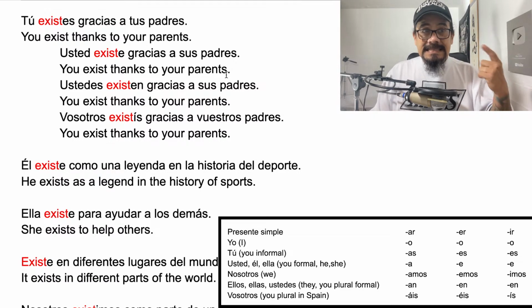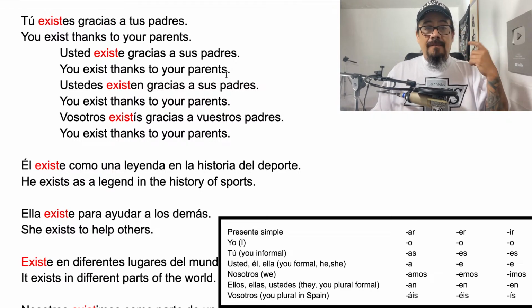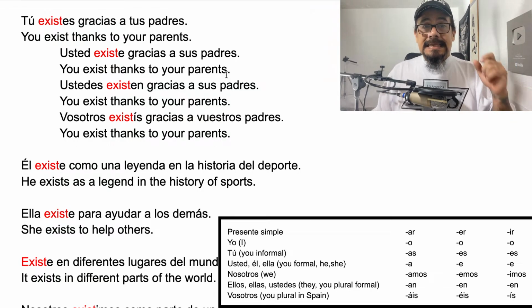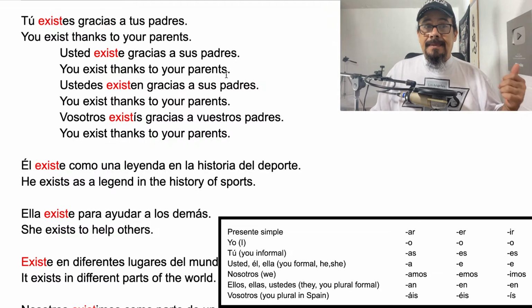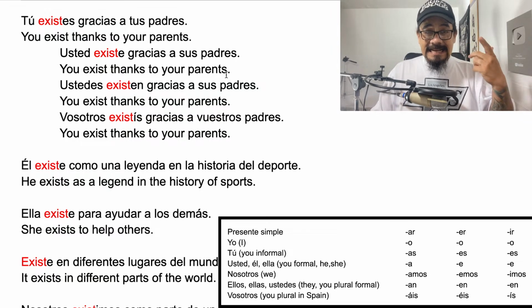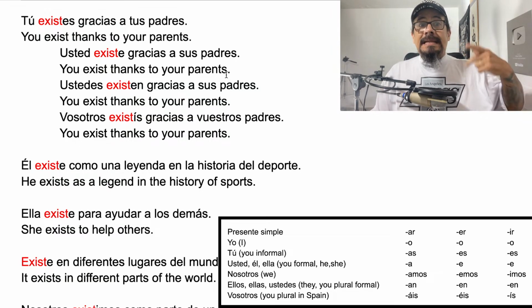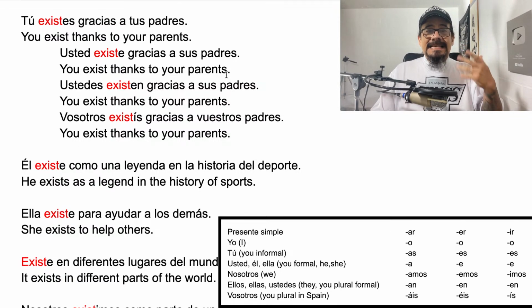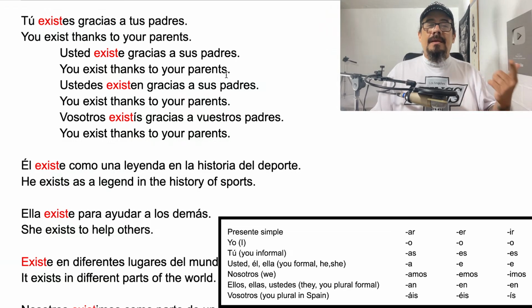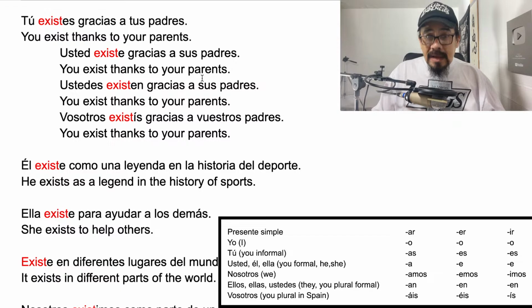Tú existes. Singular, informal, close relationships. Usted existe gracias a sus padres. Singular, formal. Ustedes existen gracias a sus padres. Plural. Vosotros existís gracias a vuestros padres. Plural, Spain.